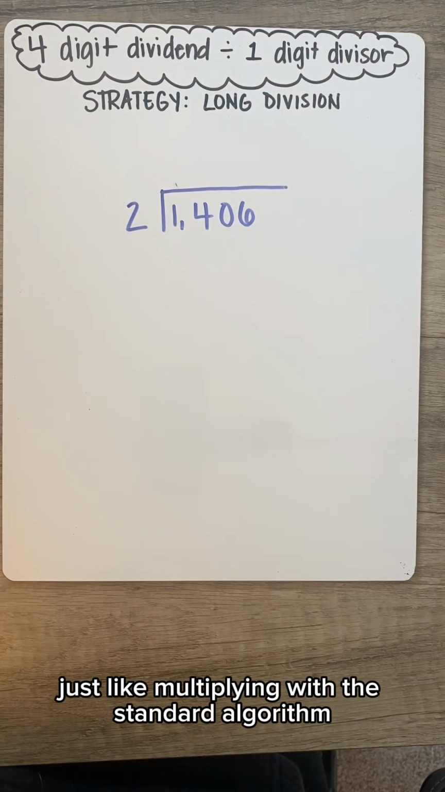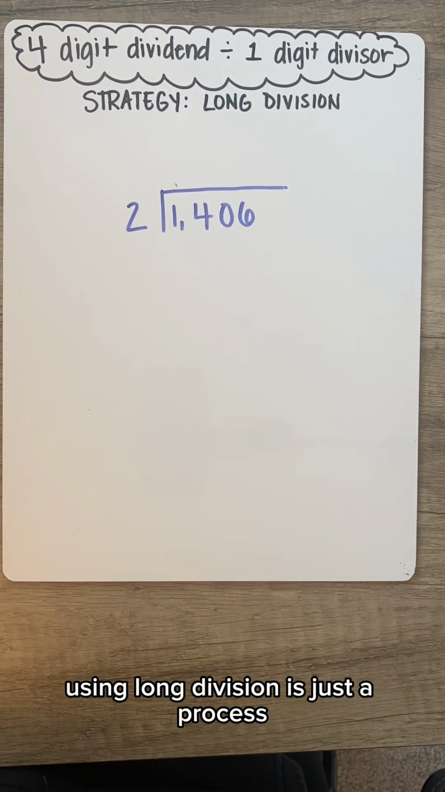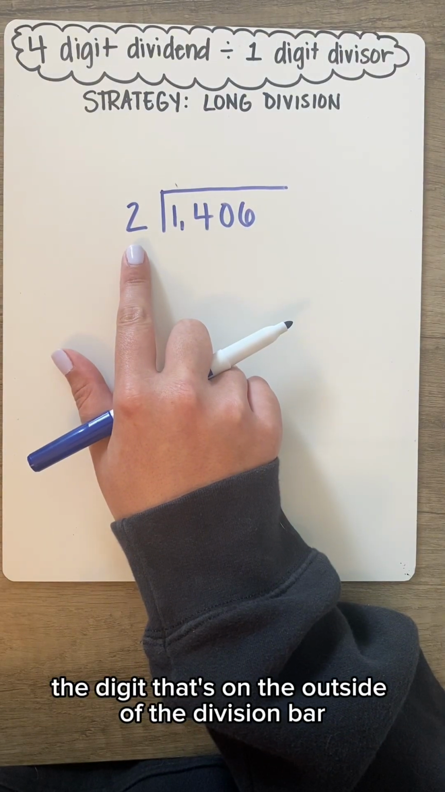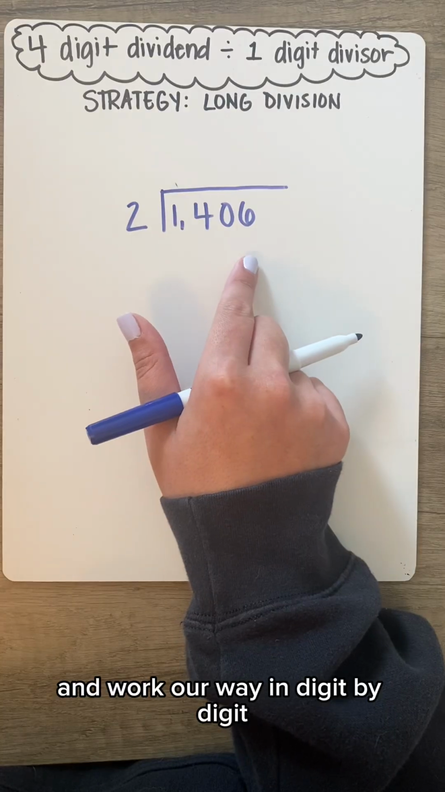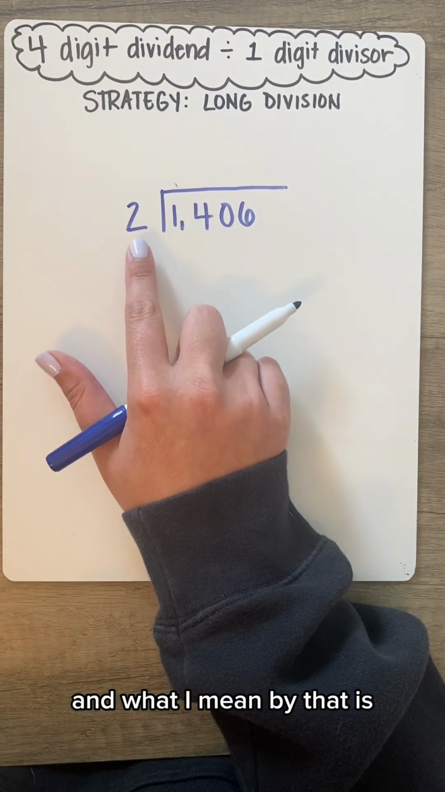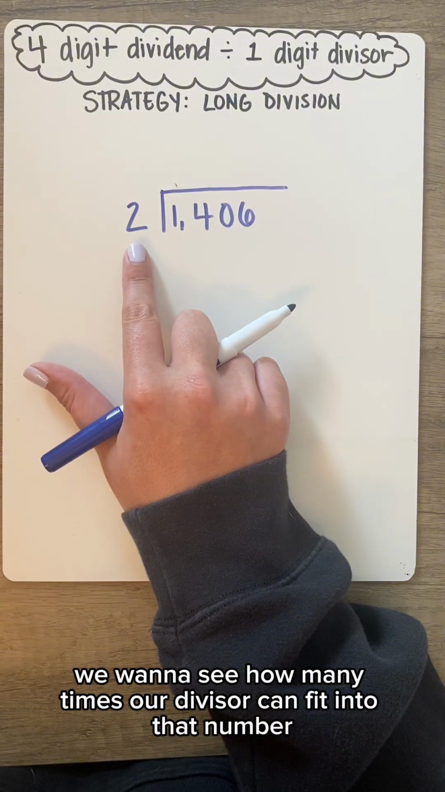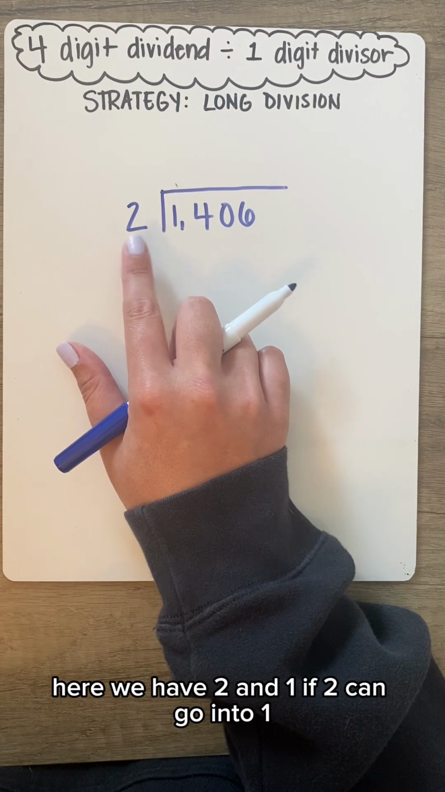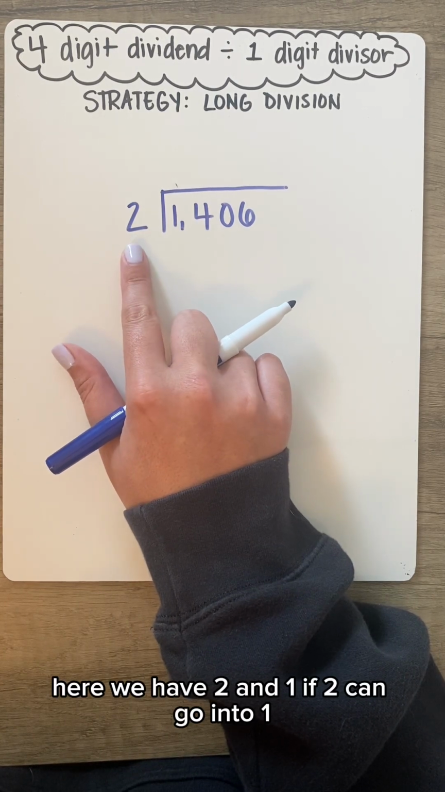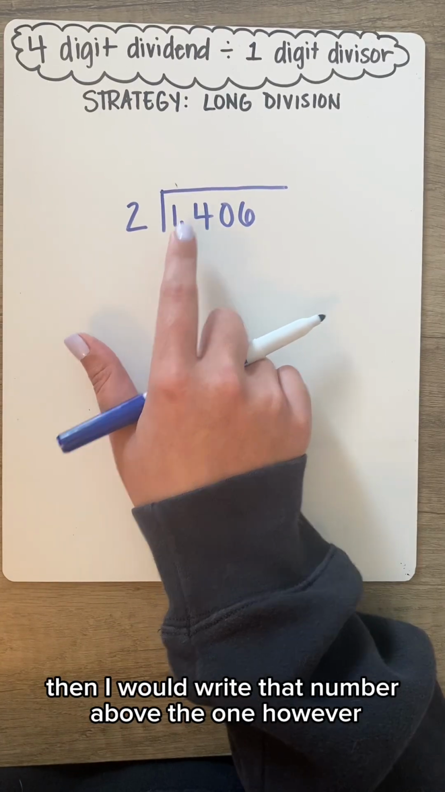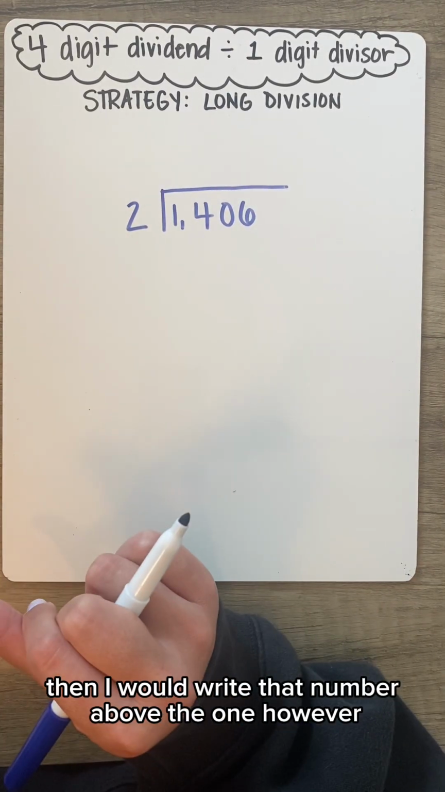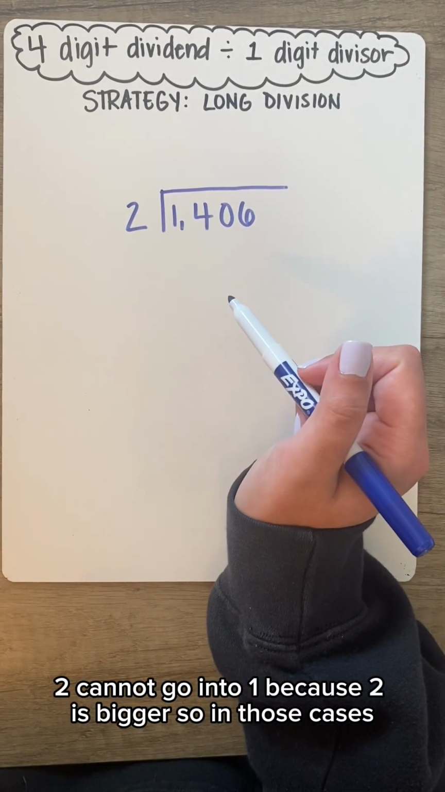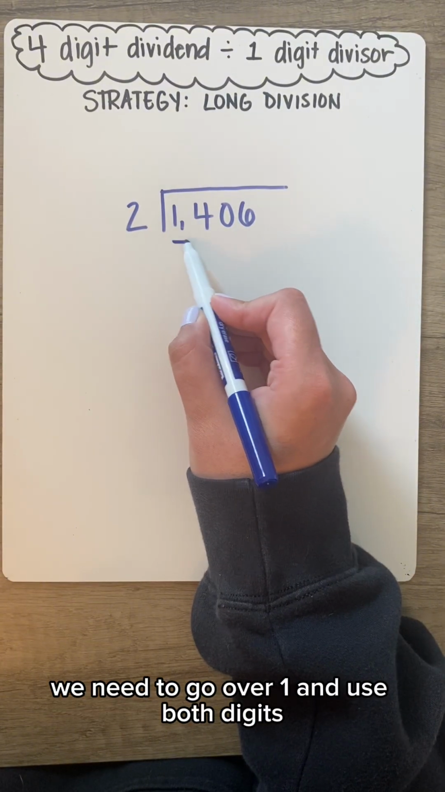Just like multiplying with the standard algorithm, using long division is just a process. We take our divisor, the digit that's on the outside of the division bar, and work our way in digit by digit. And what I mean by that is we want to see how many times our divisor can fit into that number. So for example, here we have 2 and 1. If 2 can go into 1, then I would write that number above the 1. However, in this problem, 2 cannot go into 1 because 2 is bigger. So in those cases, we need to go over 1 and use both digits.